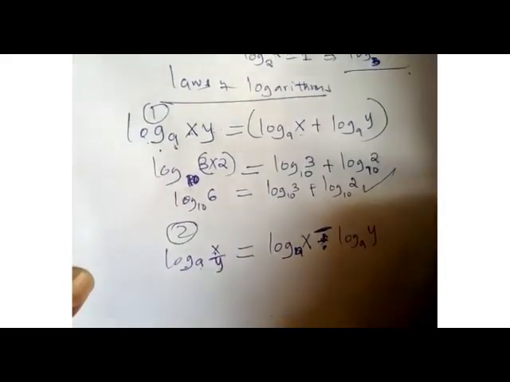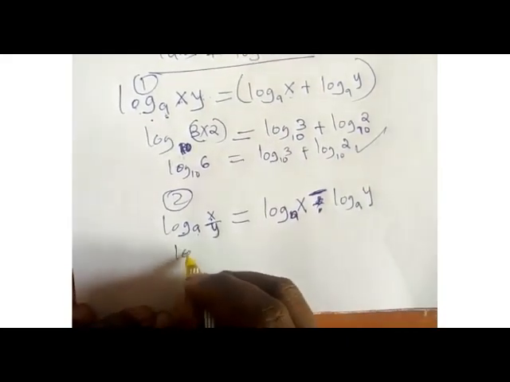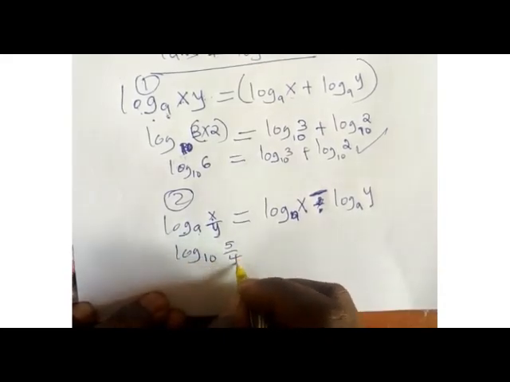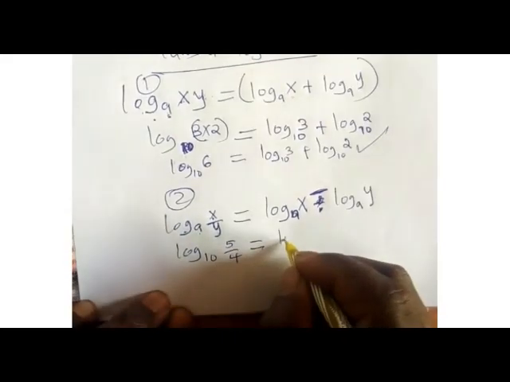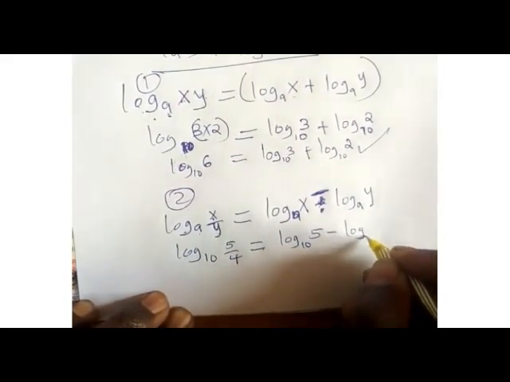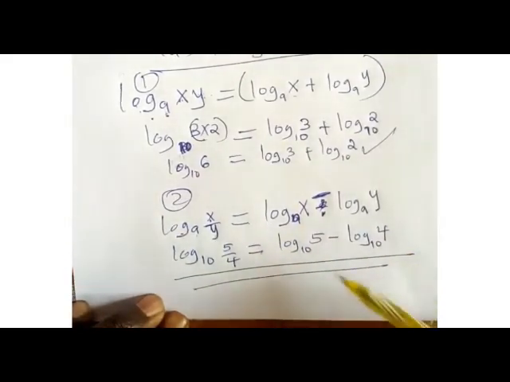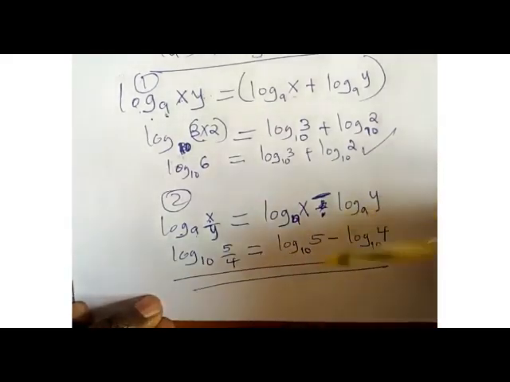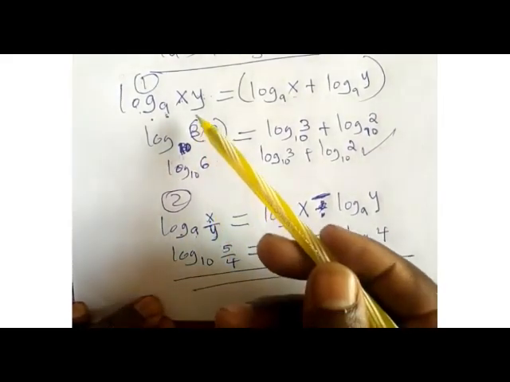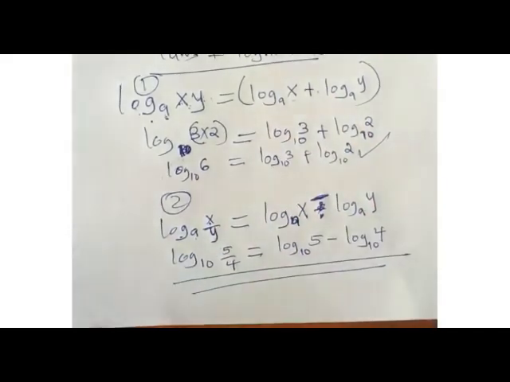So let me give an example. So we have log base 10 of 5 divided by 4. This one is the same as log to base 10 of 5 minus log to base 10 of 4. It is the same thing. So that's why I told you that you need to understand the rules of indices, and it will help us when we have division meaning subtraction. When we have multiplication, it is the same as we have addition. Very important.